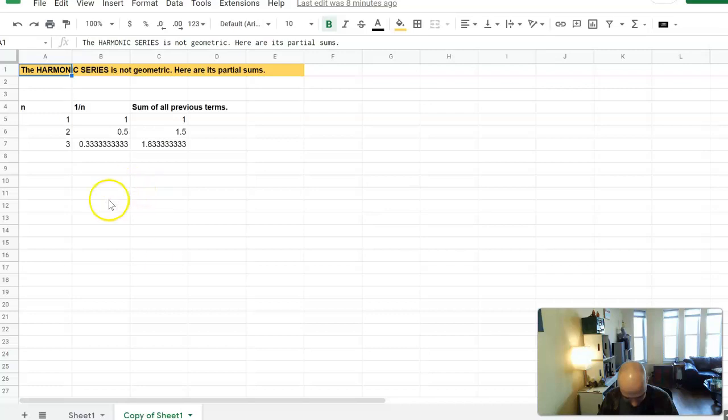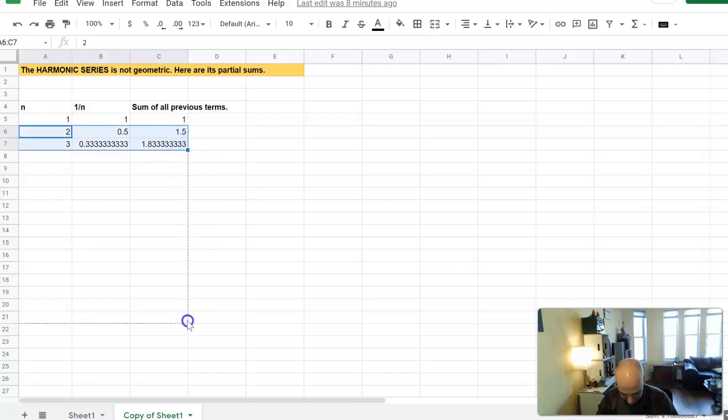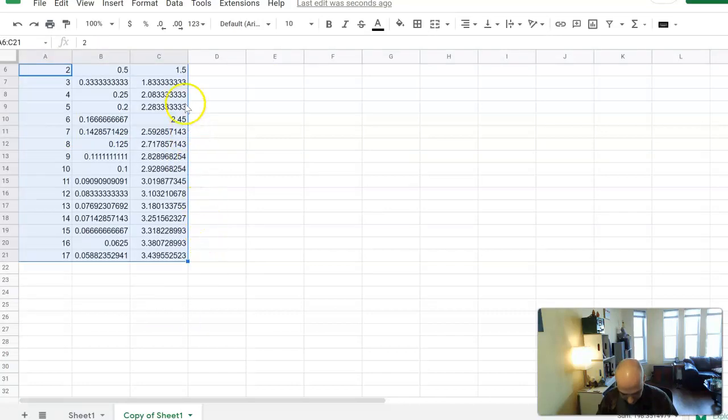So I have that over here. My harmonic page is not geometric. Here are the partial sums. So here I do have the term, then the fraction, and then just the sum of all previous terms. Actually, it's a lot easier to program the spreadsheet that way. Right, and so it grows, it grows, it grows. We're not adding a lot every time. We're only adding 0.09, 0.07, 0.06.